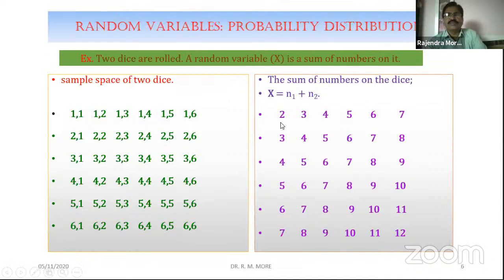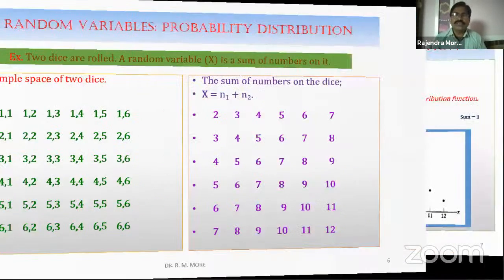If you are asked what is the probability of 2, then it is 1 out of 36, that is 1 by 36. If you are asked the probability of 4, then there are 3, because here 1 plus 3, 2 plus 2 and 3 plus 1, all these are 4. So 3 by 36 will be the probability of appearing 4 for this random variable. So we can write the probabilities of all these values, and we can see how this probability is distributed for this random variable. That's why we are saying random variables and probability distribution. So what kind of probability is distributed? Let us see towards the next.